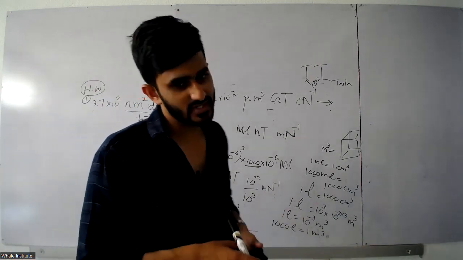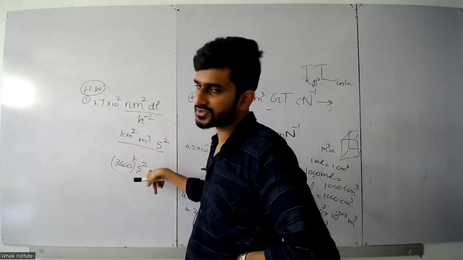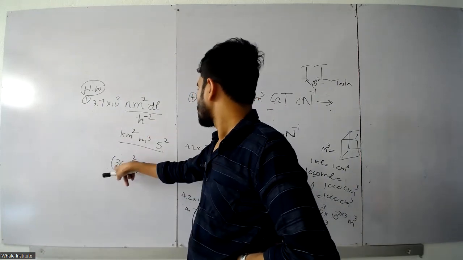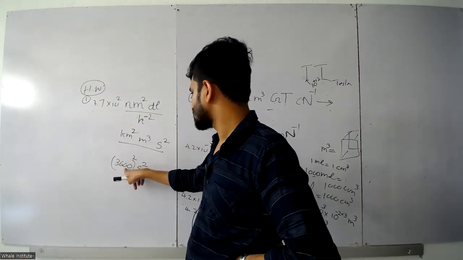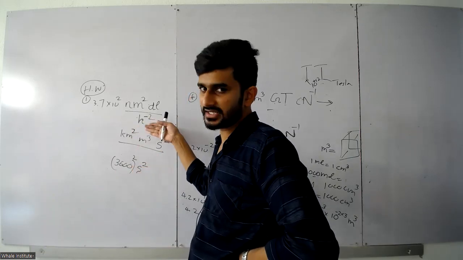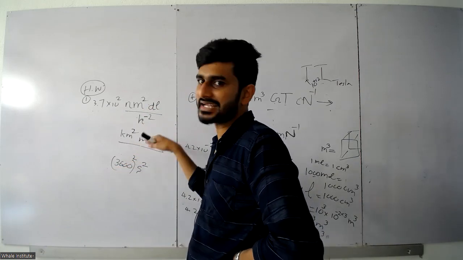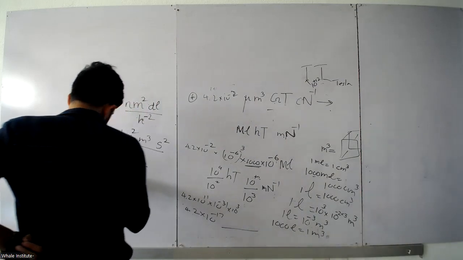Then square of time means the unit should be in square hour. Second ke hour square, and second in square hour. Then here 1 hour is 3600 seconds, and the other hour is also 3600 seconds, so you have to multiply 3600 by 3600 again. So I am going to square the 3600 part.